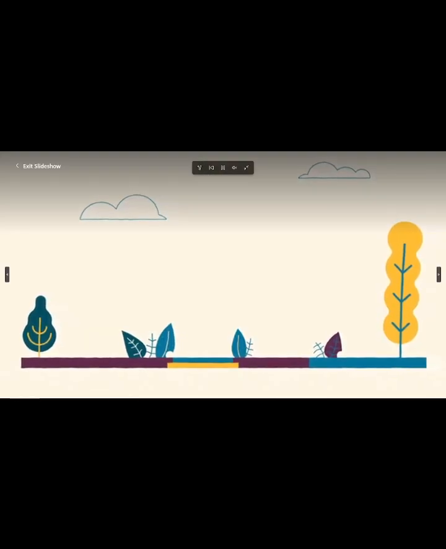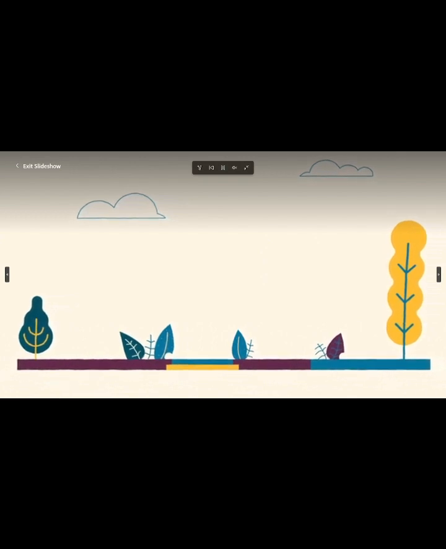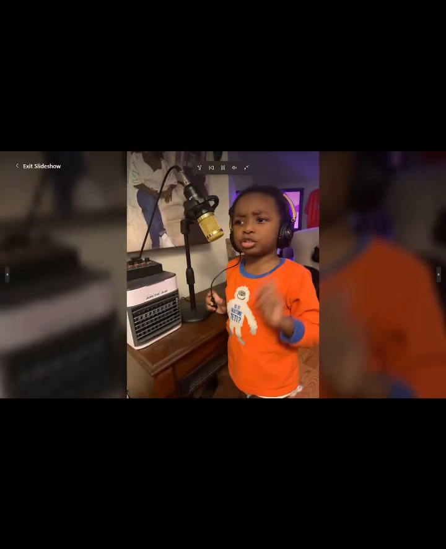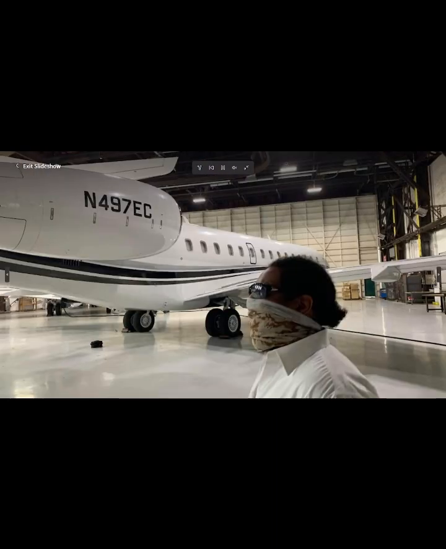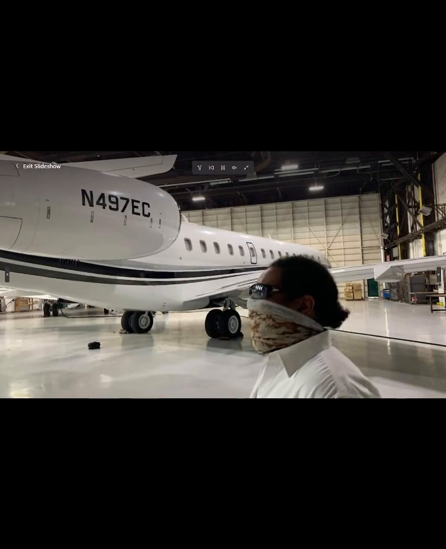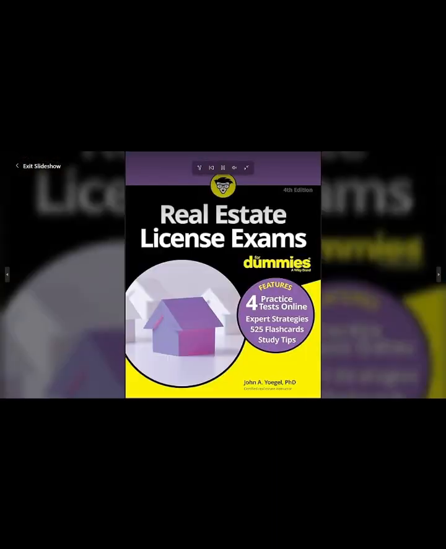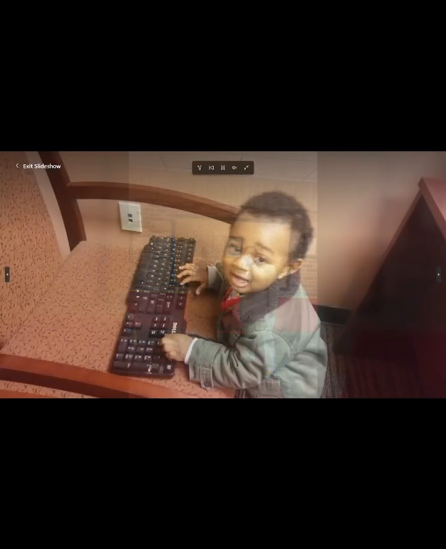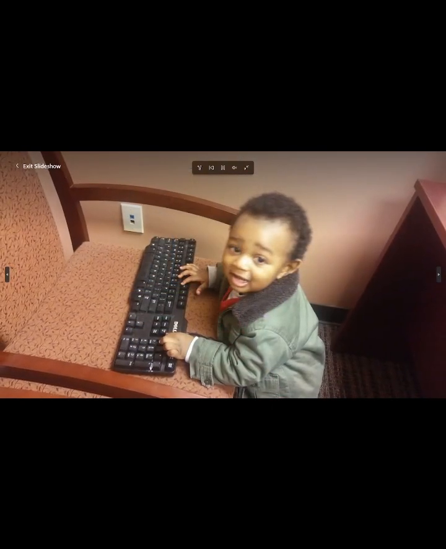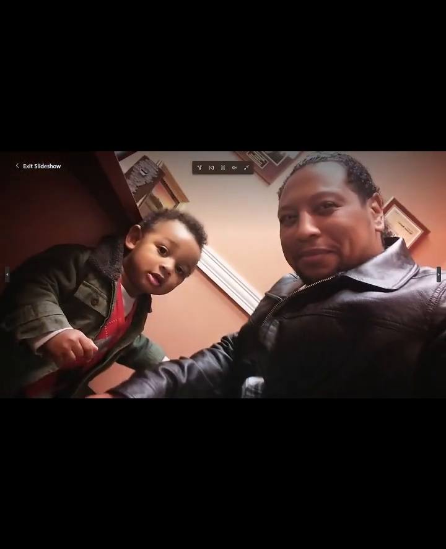Question number 4. A contract to do something illegal is A. Voidable. B. Void. C. Invalid. D. Exclusionary. Correct answer is B. Void. A contract must have all the required elements to be valid, and one of the elements is that the thing you're contracted to do is legal.